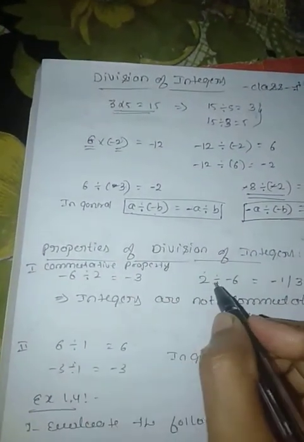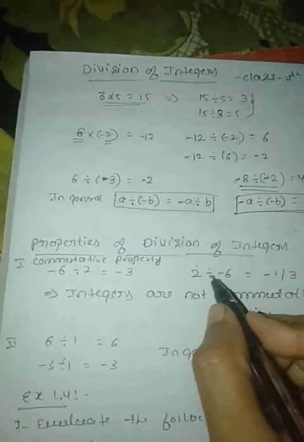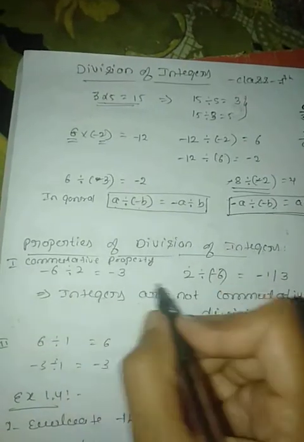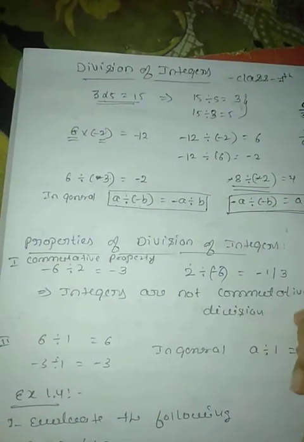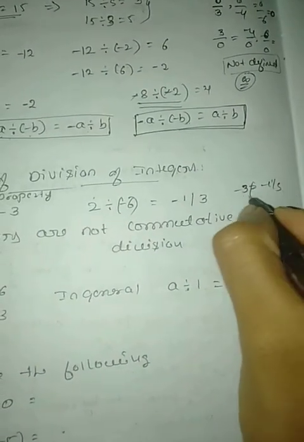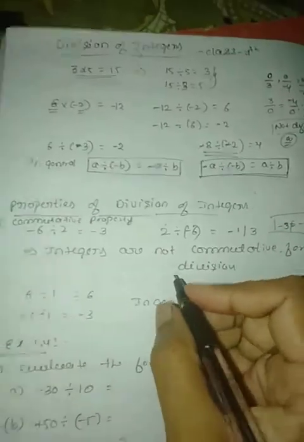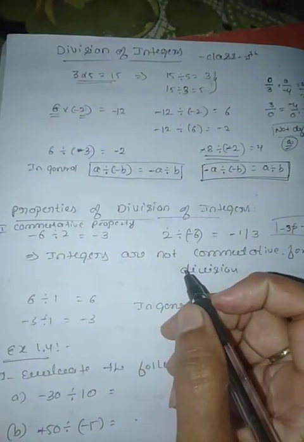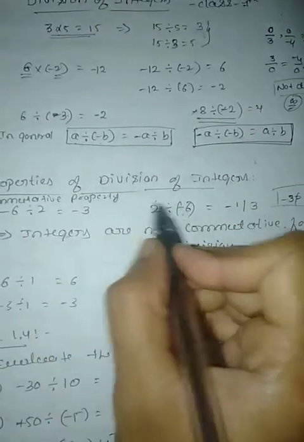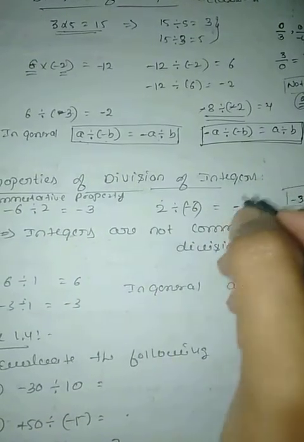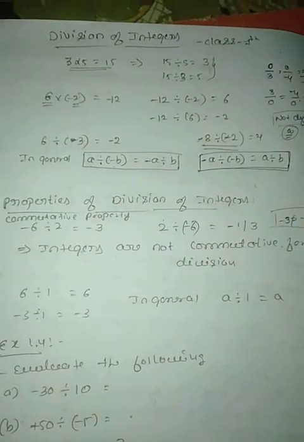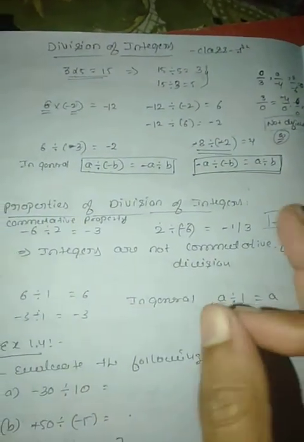Here also we do the same process, reverse that. When we reverse it, 2 divided by minus 6, we will get minus 1 by 3. So here minus 3 is not equal to minus 1 by 3. Yes, minus 3 is not equal to minus 1 by 3. So the integers do not hold good for the commutative property under division. Remember that, because when we reverse the numbers, we will not get the same quotient. Okay, so integers are not commutative under division.